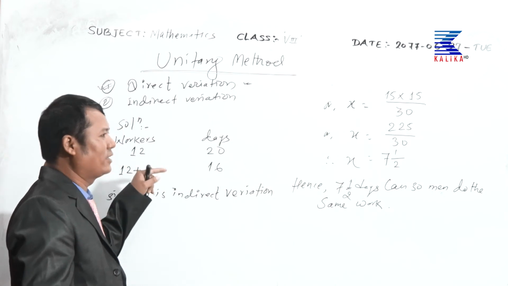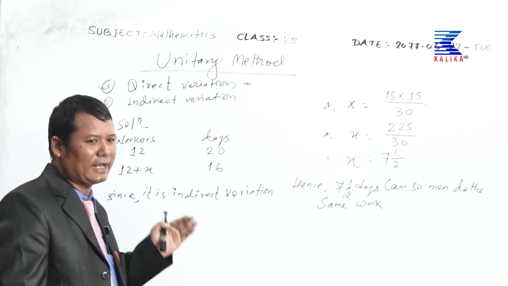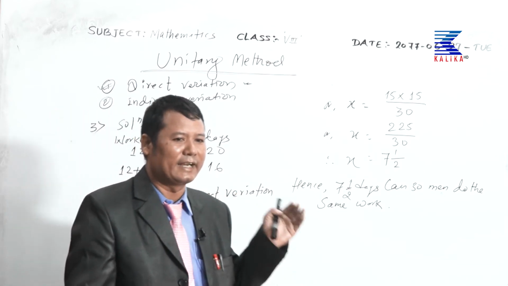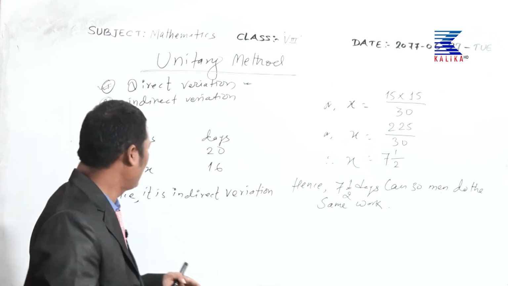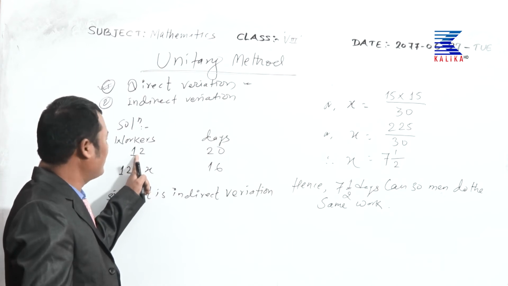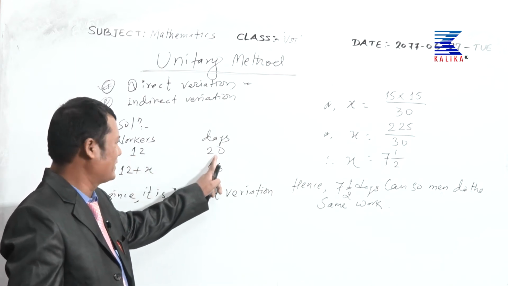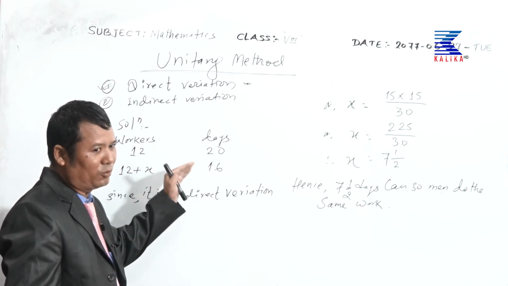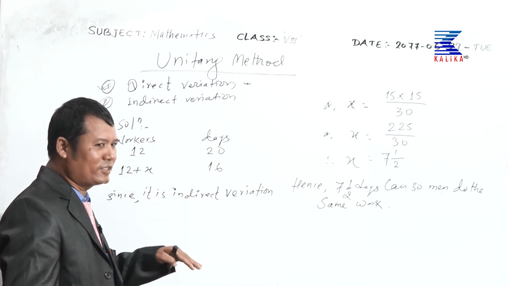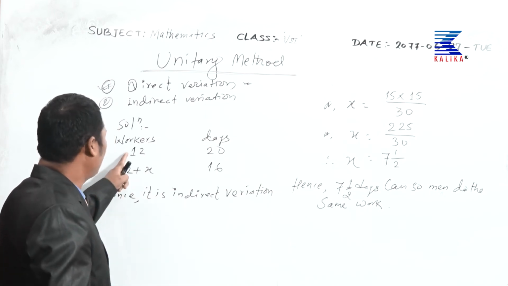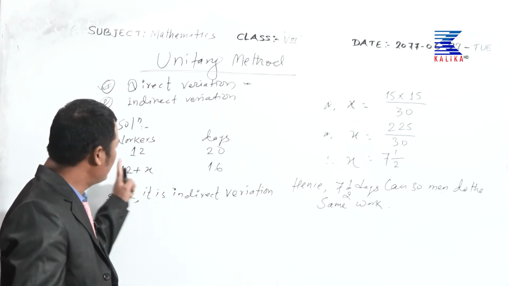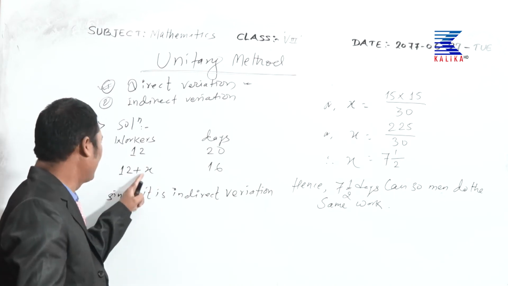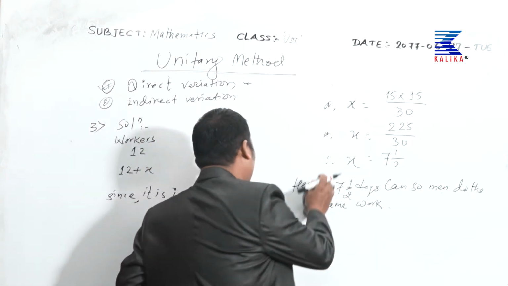The work is completed in 16 days. 12 men do not complete the work, so some men are added to them. Then how many men are added? In 12 workers, 20 days, and the days are only 16. Some workers are added, so 12 plus x workers.